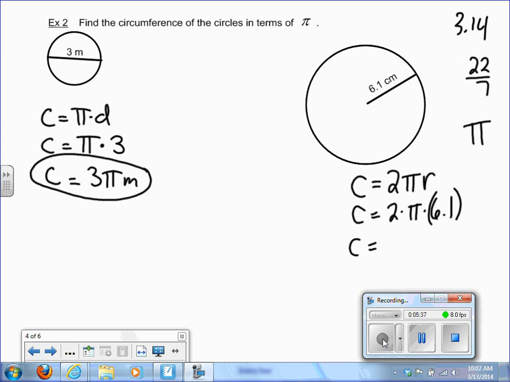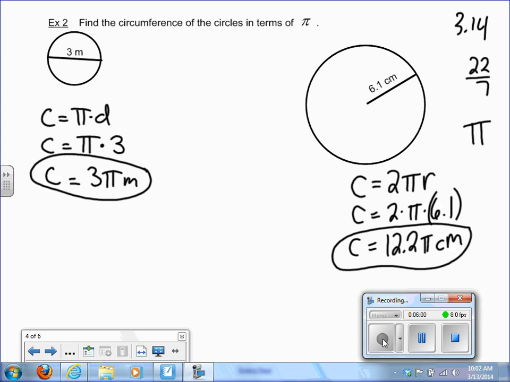Okay, so hopefully you used 2 pi r, and then you did 2 times pi times 6.1, and then what did you get with your answer in terms of pi, Lily? 12.2 pi. 12.2 pi centimeters. Good. About how many centimeters is this circle? About how many, Maya? 6.5.